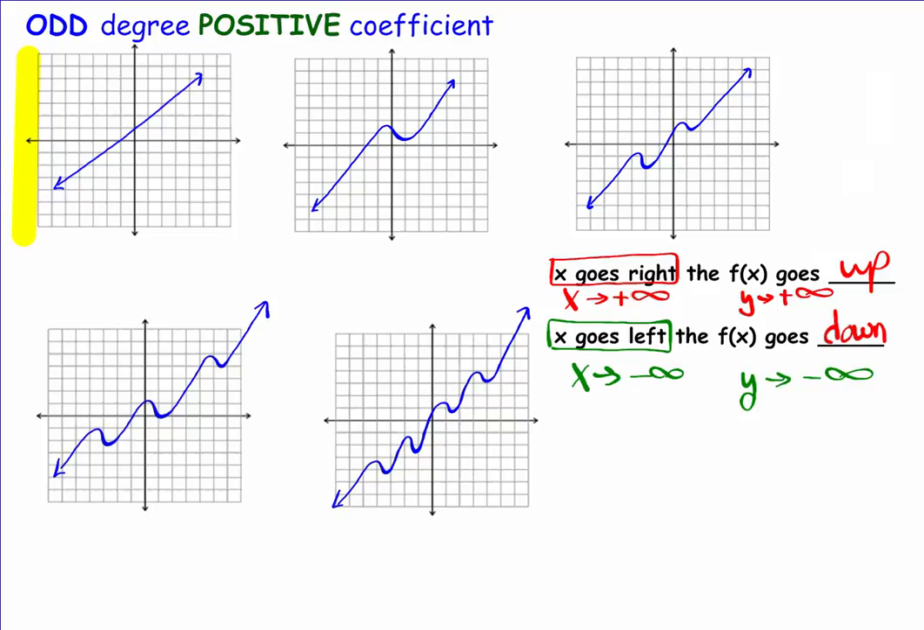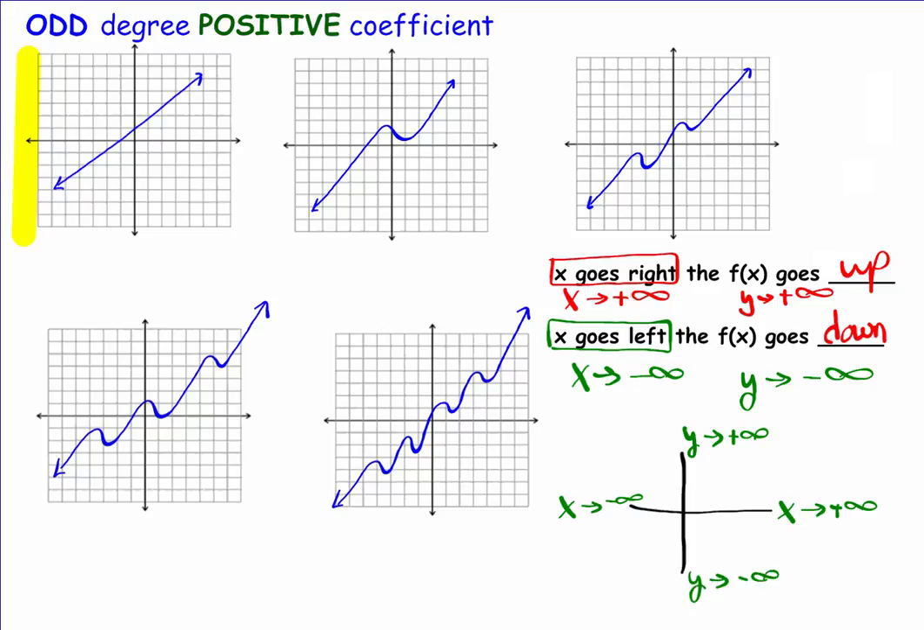So what you need to remember, and here's the important part, look at a graph: x's in this direction are going to positive infinity, x's in this direction are going to negative infinity, y's up here are going to positive infinity, and y's down here are going to negative infinity.